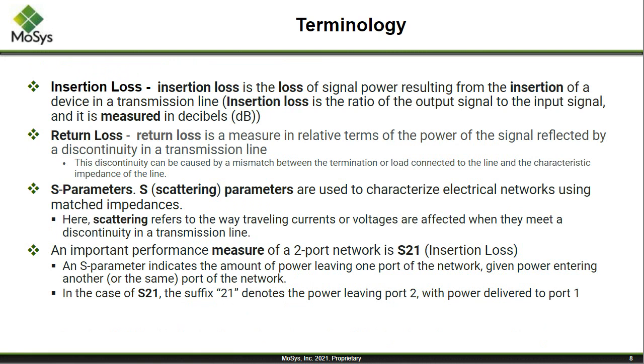So there's some other terminology we'll talk about, insertion loss. This is just physically the insertion loss that's suffered from putting a signal onto your trace, onto your channel. So it's a ratio of the output signal to the input signal. Okay. Now, insertion loss sounds like it's a negative, and in many ways it is.